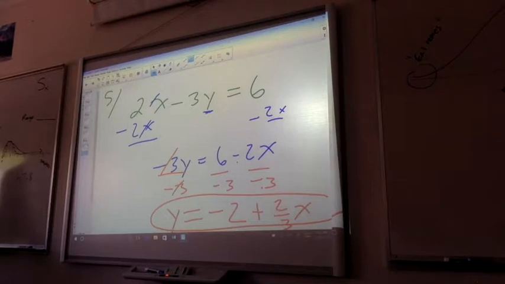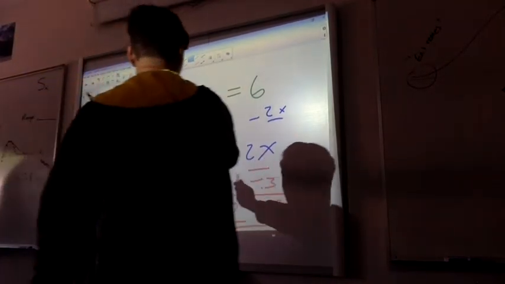Yeah. So you know how there's 6 minus 2x and then divided by 3, divided by negative 3. Do the same thing, but just 1 negative divided by 1 negative 3. Could you still divide the whole thing?